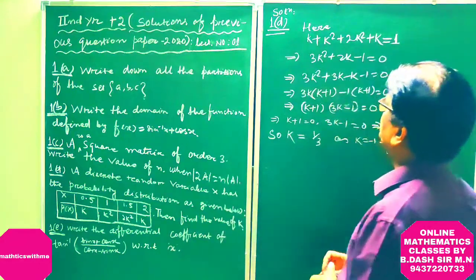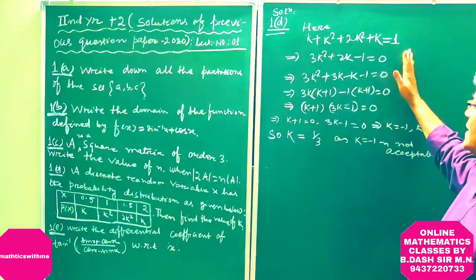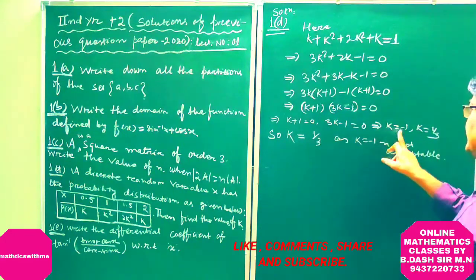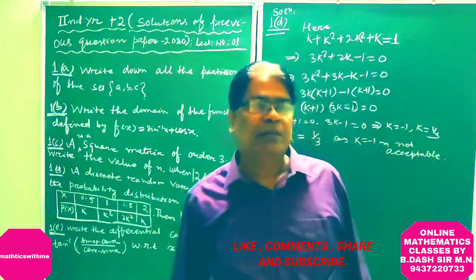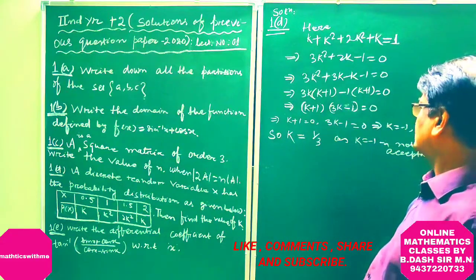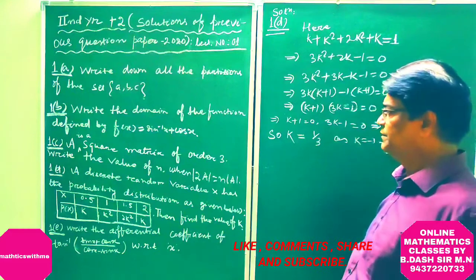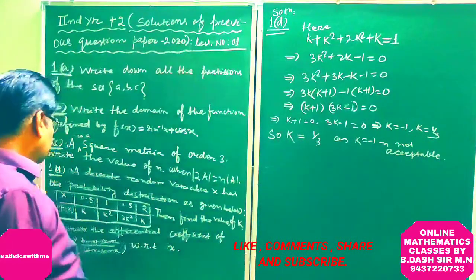So here in this problem, the sum of the probabilities equals 1. After simplification, we get two values of k: k is minus 1, k is equal to 1 by 3. We know a probability cannot be negative. So the value of k is here equal to 1 by 3, as k is equal to minus 1 is not acceptable. So with this, question number 1 is solved.